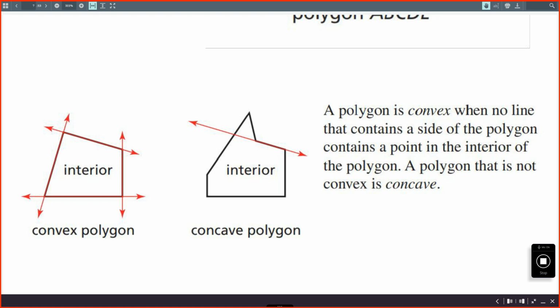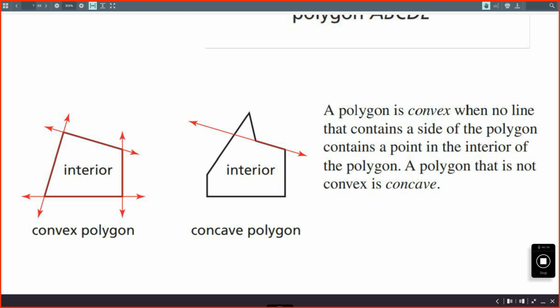There are 1, 2, 3, 4, 5 sides also. Did I count that one? 1, 2, 3, 4, 5, 6. So it's a hexagon. Okay, so they chose this side and extended it, drew a line over it.